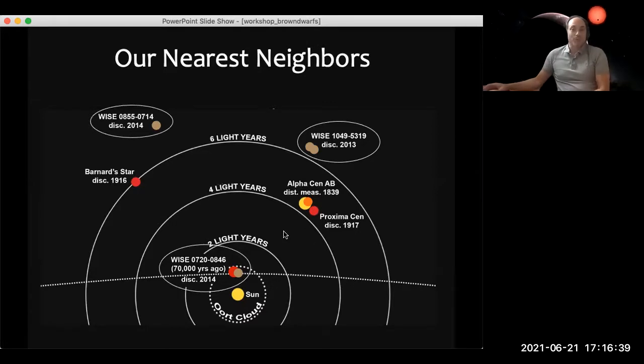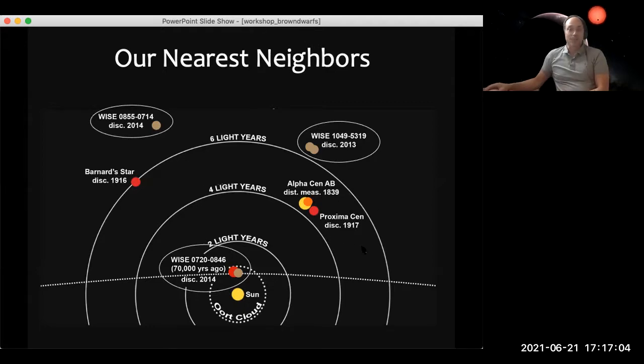Some of them we've known for a long time because they're visible, like Alpha Centauri A and B. You can see that in the southern sky. It's part of the Southern Cross. If you go off to the right from the Southern Cross, you can see Alpha Centauri there. Two of the stars that are nearest to us, and then there's Barnard Star. I mentioned Barnard Star earlier as one of the fastest moving stars. Part of that's because it's so close. And also Proxima Centauri, which is the nearest star.